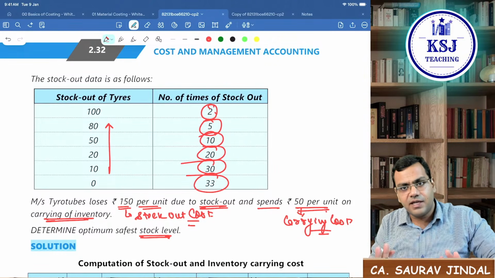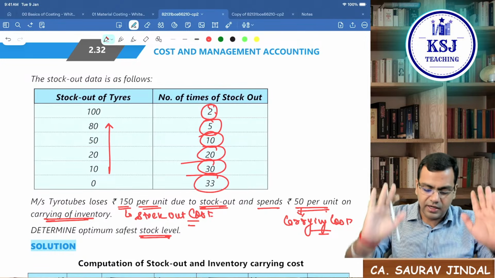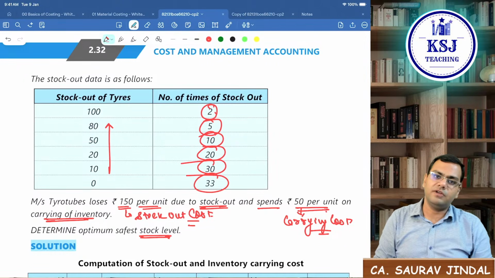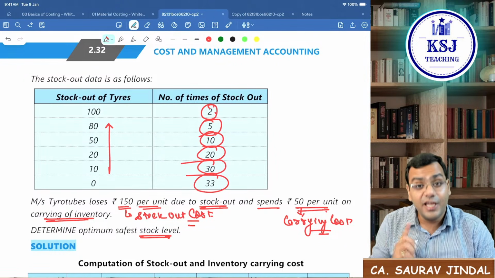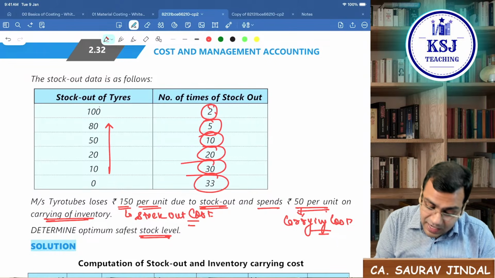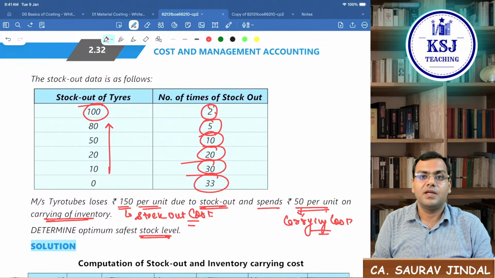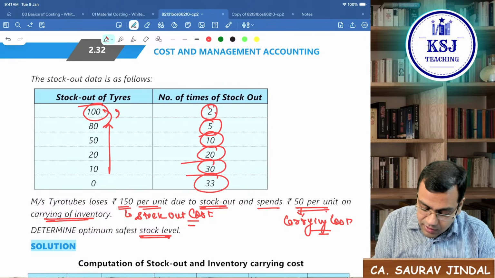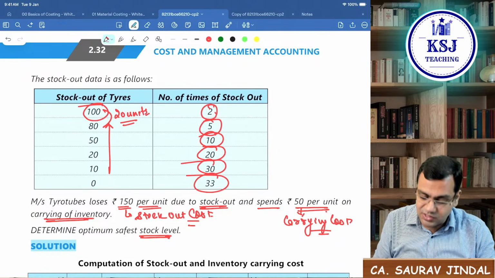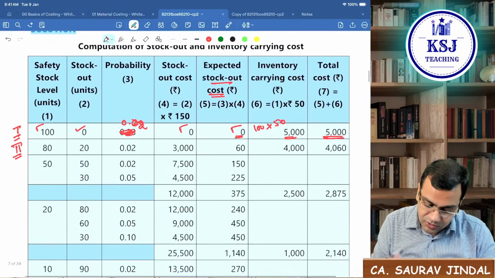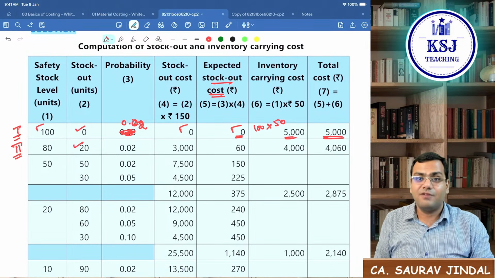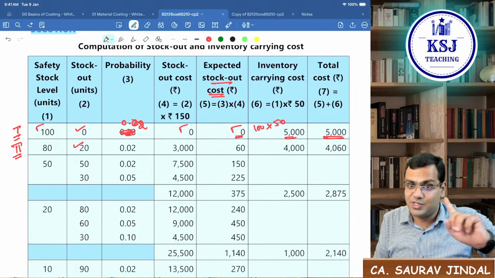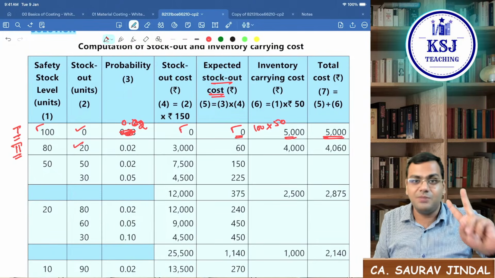You are having a safety stock of 80, you are getting a demand of 80, you will be able to fulfill that demand. But if there is a demand of 100 units, then what will happen? In that case, you will be short by 20 units. In this case, you will have a stock out of 20 units. But will it be every time? No, sir. It is only 2 times out of 100 times.